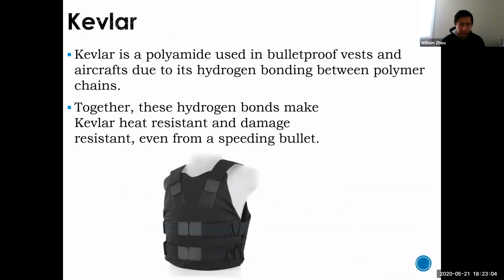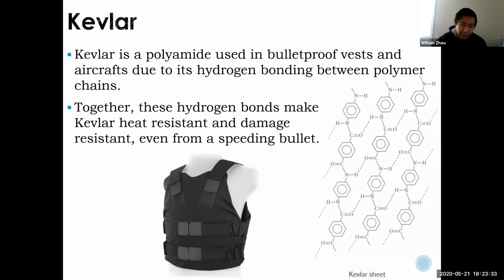I alluded to this on the previous slide. Another interesting application of amide is Kevlar. Kevlar is a material we use in bulletproof vests as well as aircraft because of its strength. Why does this material have so much strength such that even bullets can't penetrate? Heat will not disrupt it.